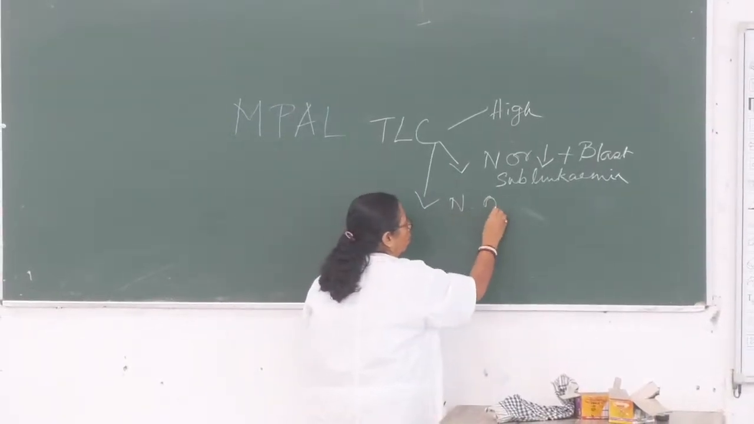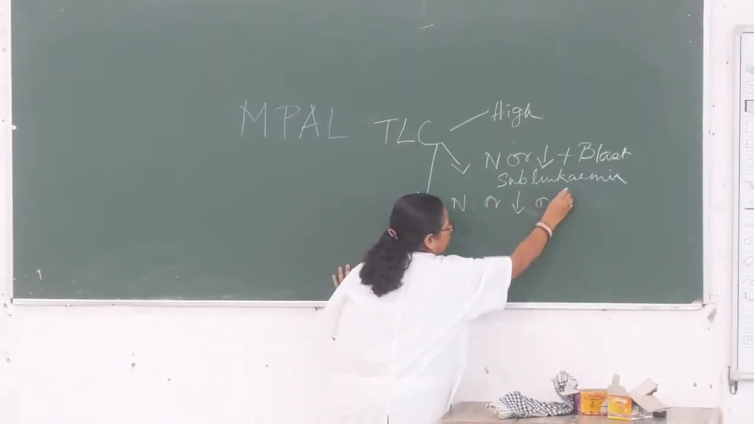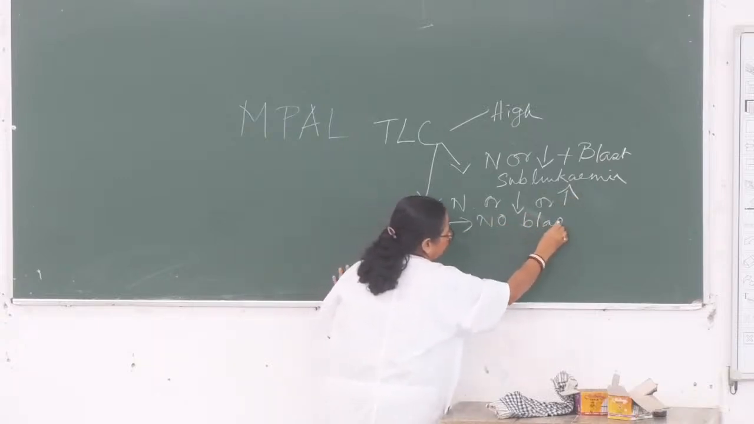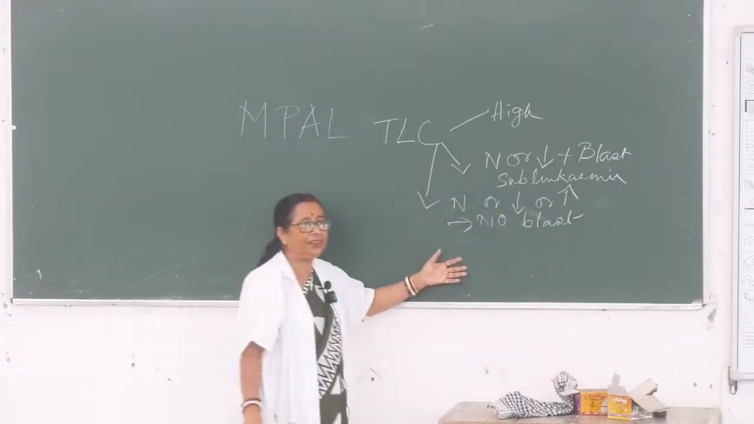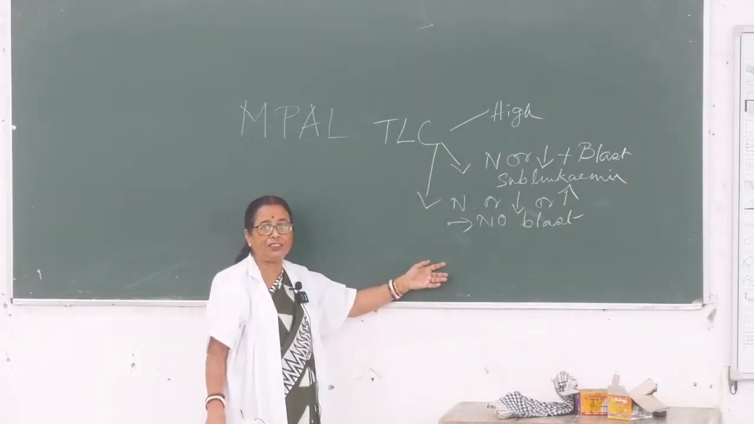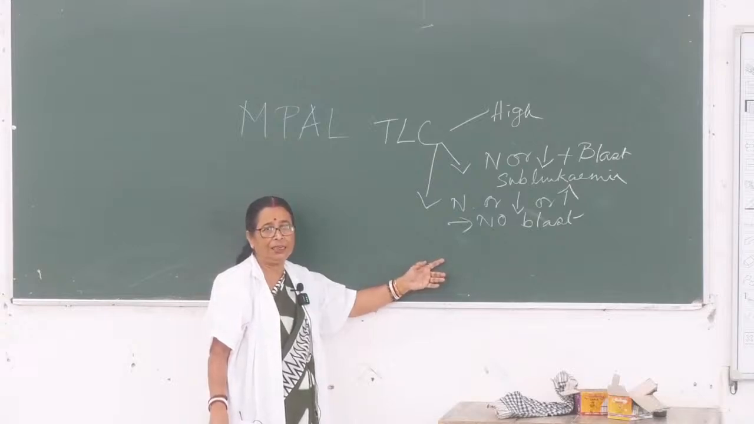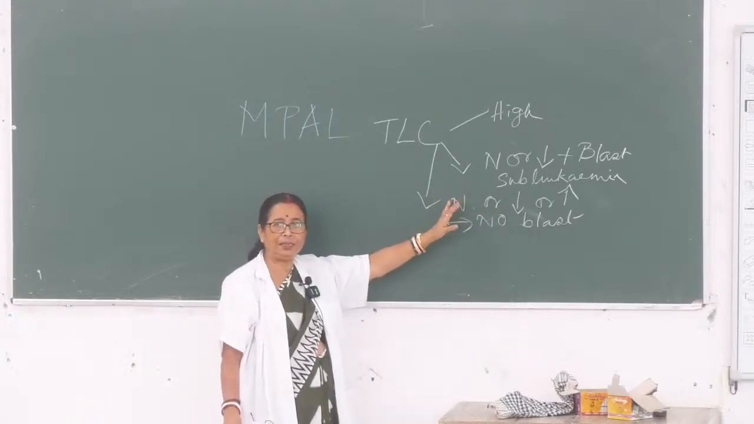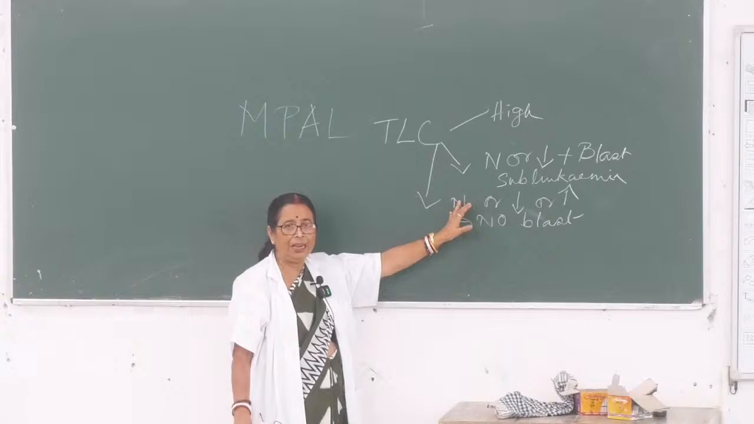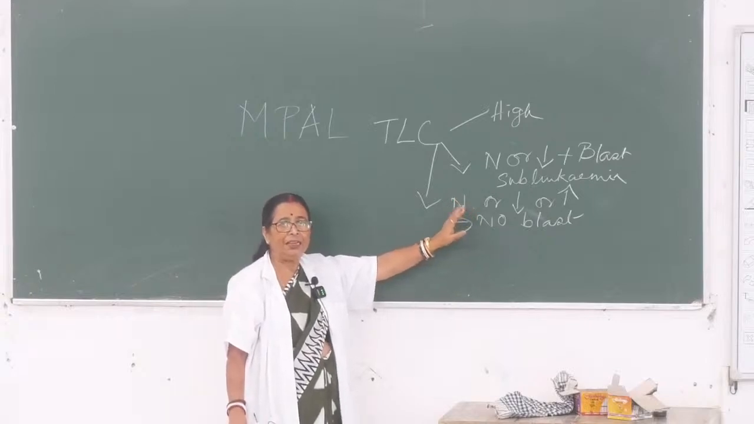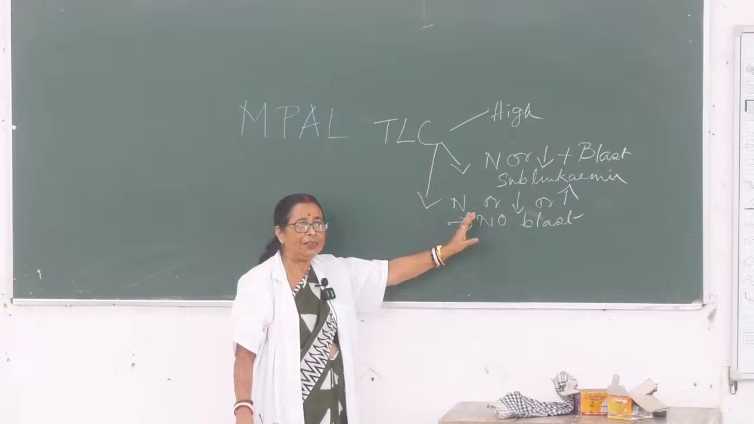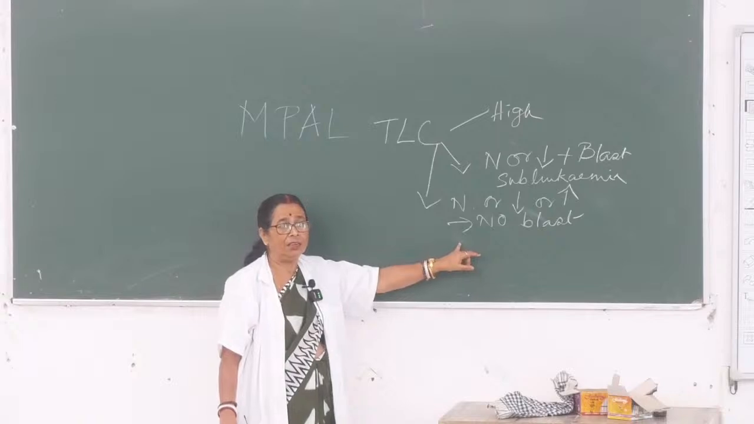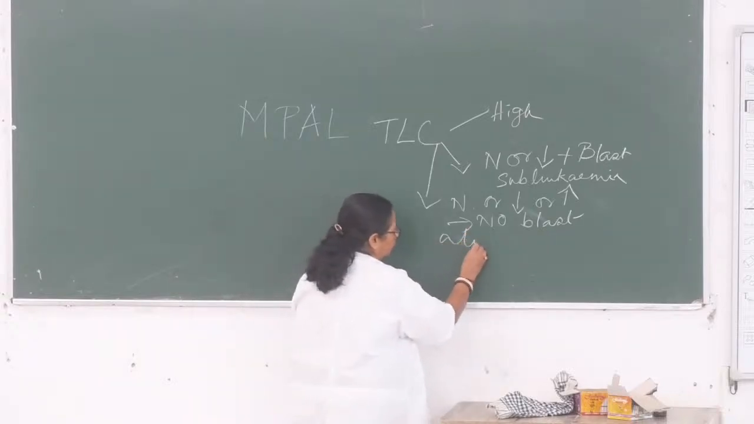Normal or low or high, no blast, only clinical features of leukemia is there. Clinical feature, fever, infection, bleeding disorders, those things are there, and organomegaly, and patient is very sick, and peripheral blood does not show leukemic features, it is called aleukemic leukemia. এটা বলে aleukemic leukemia.